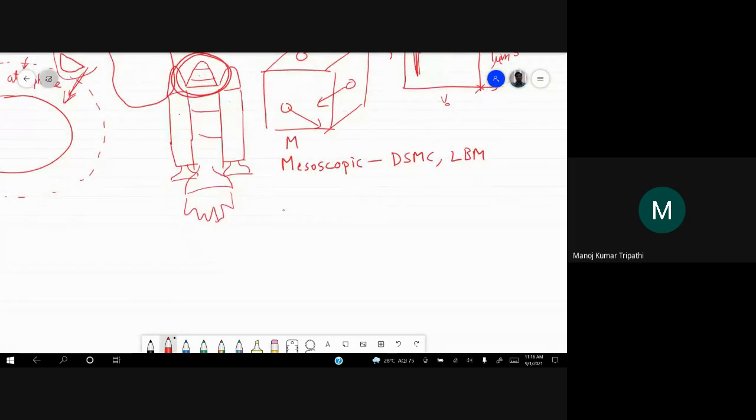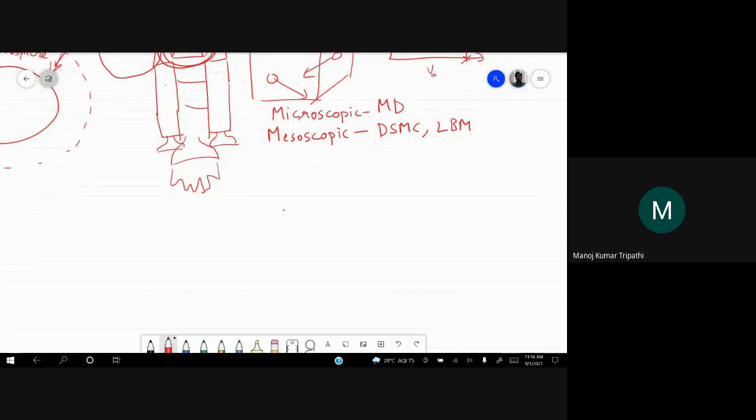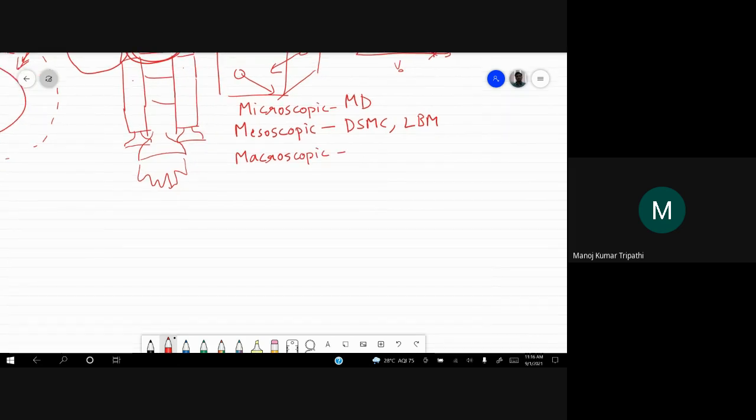And microscopic, molecular dynamics. We'll just write the short form, molecular dynamics. And what we will be studying in this course, macroscopic. This is the continuum hypothesis.